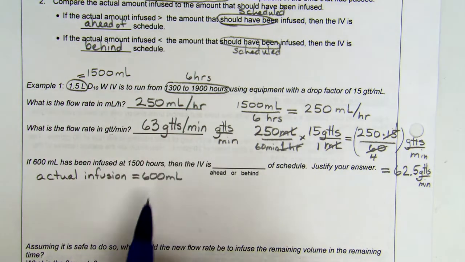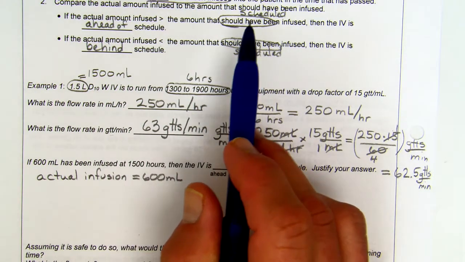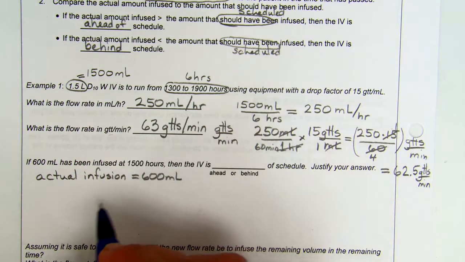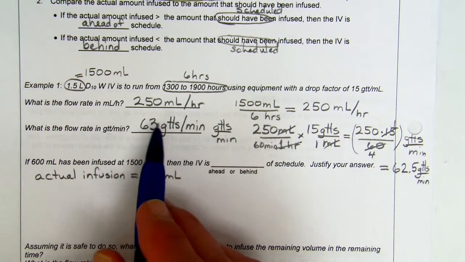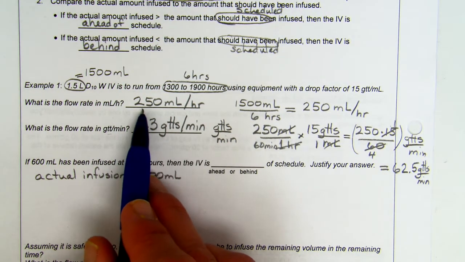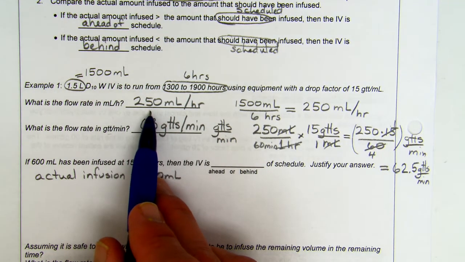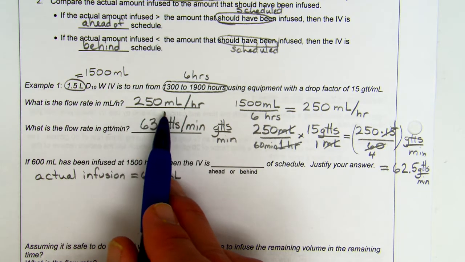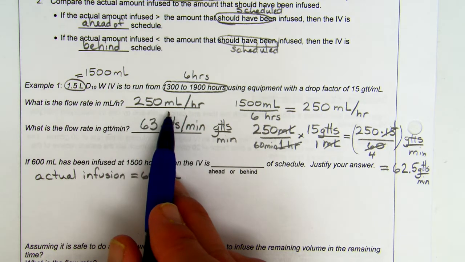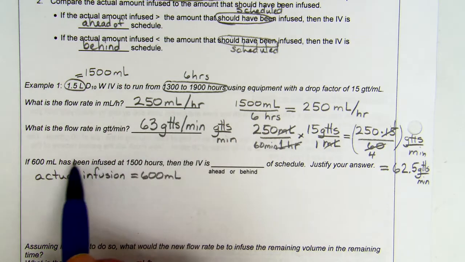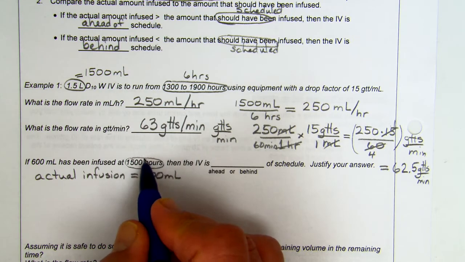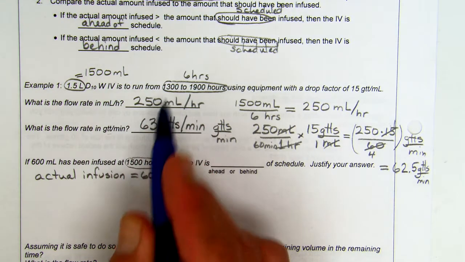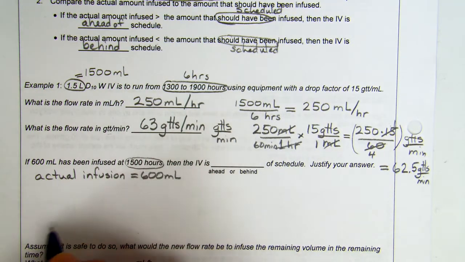All right, and if you recall from up above, the other piece of information that we needed to know in order to see if the IV is running ahead or behind schedule is the scheduled infusion. And so we can go to what we did previously to help us figure that out. We'll know that there's 250 milliliters per hour that should be or scheduled to be infused into the patient. And at 1500 hours, that would be 2 hours past 1300. So I'll even make a note of that.